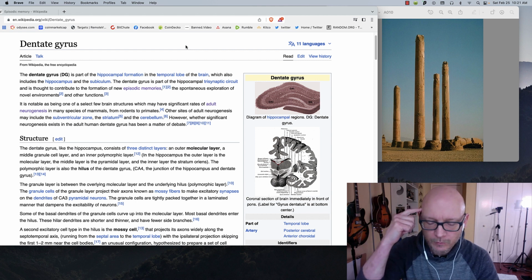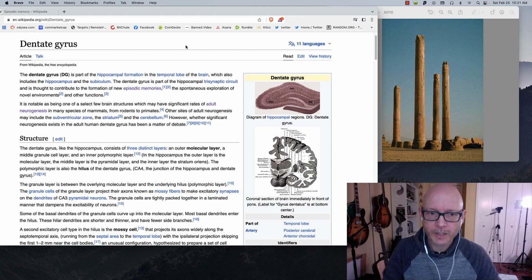And then I experience that in my brain, and then after the session I go and I explore that part of the brain, and that's how I found all of these parts of my brain, including the dentate gyrus. Dentate gyrus is responsible for the spontaneous exploration of novel environments and other functions. In my opinion, that's a great definition for remote viewing. What is remote viewing? It's a spontaneous exploration of novel environments and their functions. It's a great definition for remote viewing.